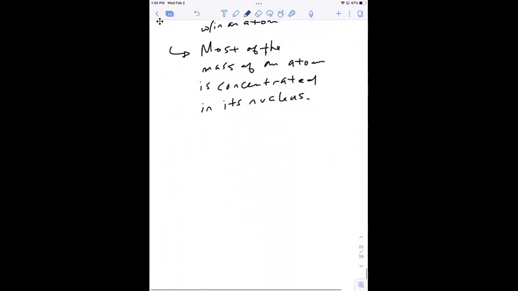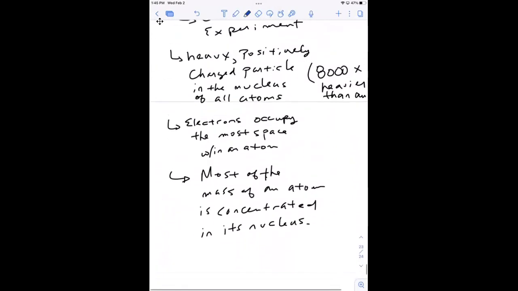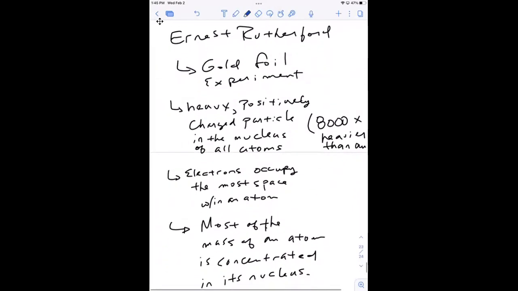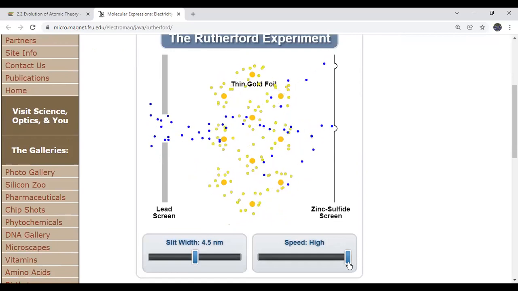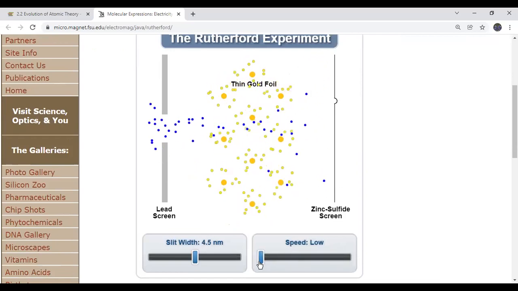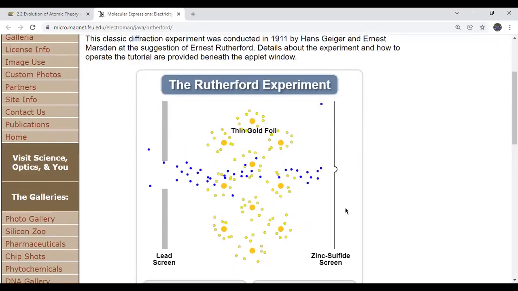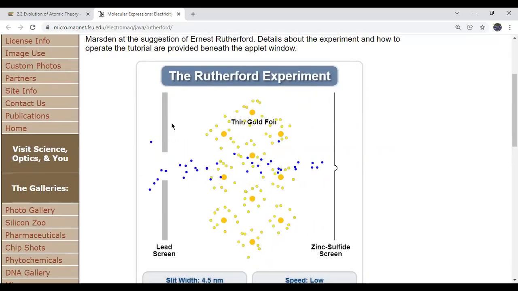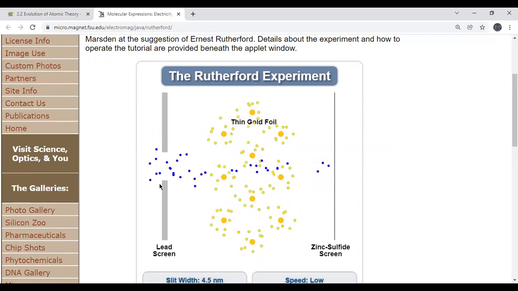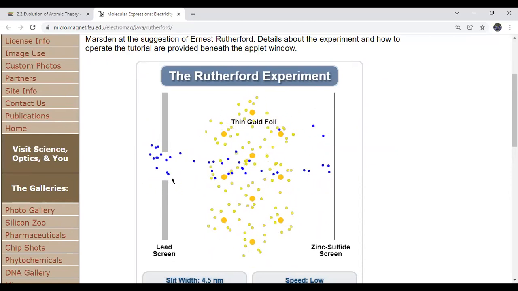So let me show you his experiment with this gold foil. I think it's really, really cool. So let me show you that right quick. Let me slow this down too. This is his experiment. So we're gonna slow this down to nothing. So what he did in this experiment was he passed alpha particles through a lead screen with a certain aperture, like an opening.